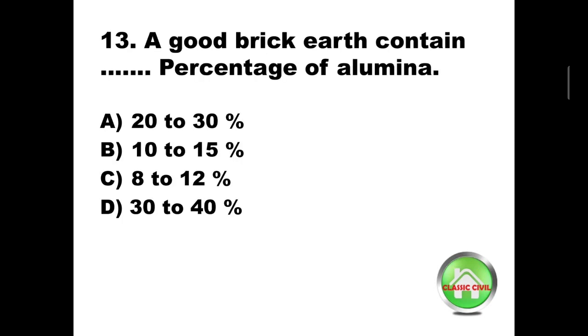Question number 13. A good brick earth contains dash percentage of alumina. Option A, 20 to 30%. Option B, 10 to 15%. Option C, 8 to 12%. Option D, 30 to 40%. A good brick earth contains dash percentage of alumina. Answer is option A, 20 to 30%.